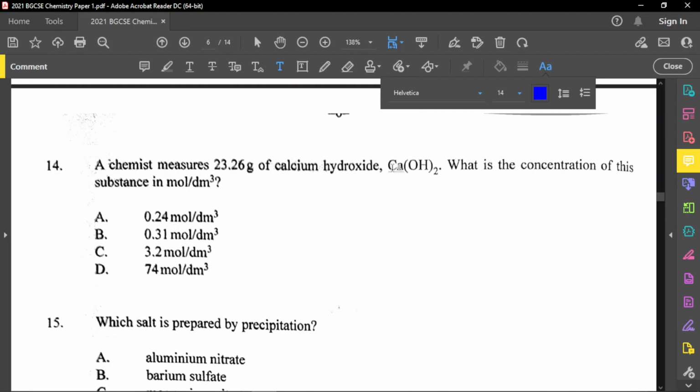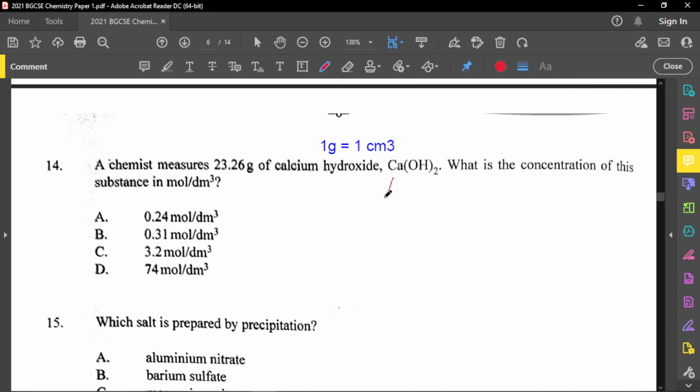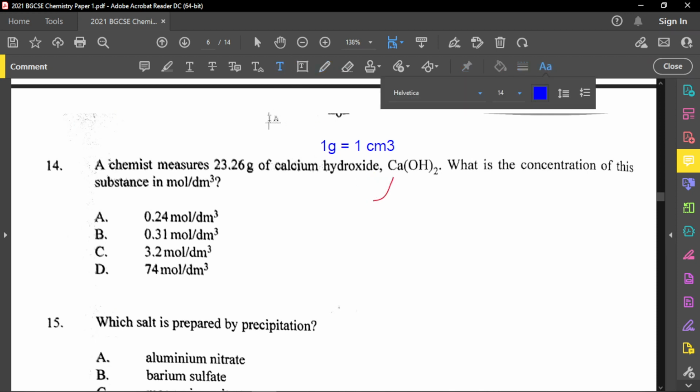Since water is the solvent, we know that 1 gram of water is equal to 1 centimeter cubed of water. So we're going to assume that 1 g of water equals 1 cm cubed. Let me just put that there, to mention that water is the solvent. So what we're going to do is find the mole here. To find the mole, let's find the RMM first. Calcium here is going to be 40.